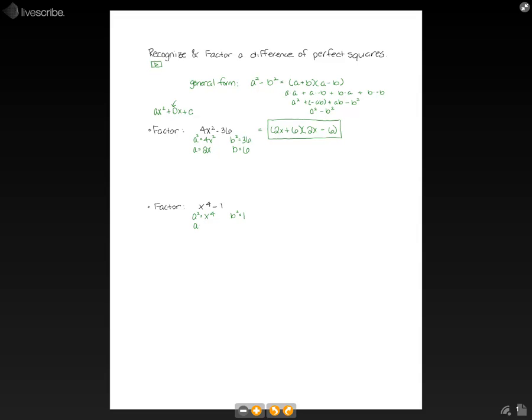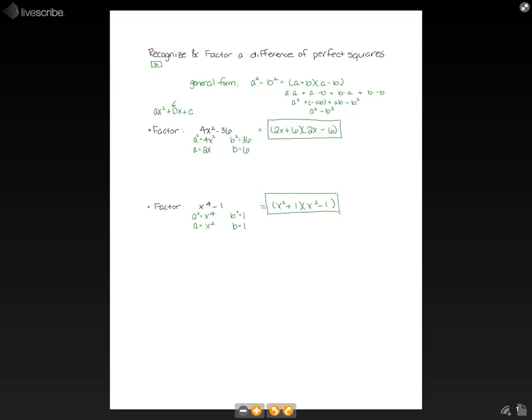We know that the square root of a squared is a, and the square root of x to the fourth is x squared. And the square root of b squared is b, the square root of 1 is 1. So if we plug that into our formula, we have a plus b times a minus b. And again, we have our final answer.